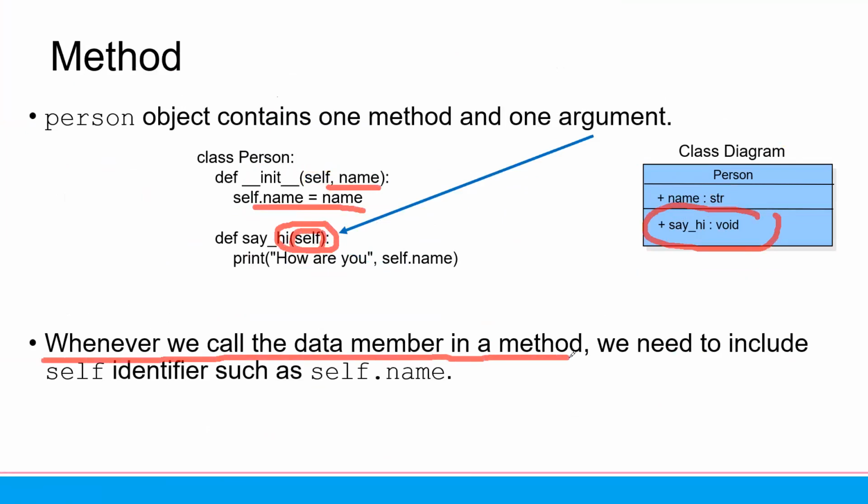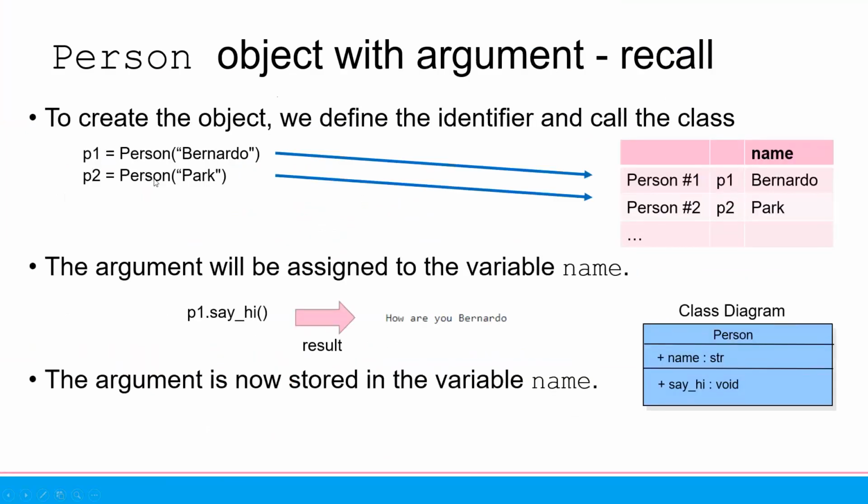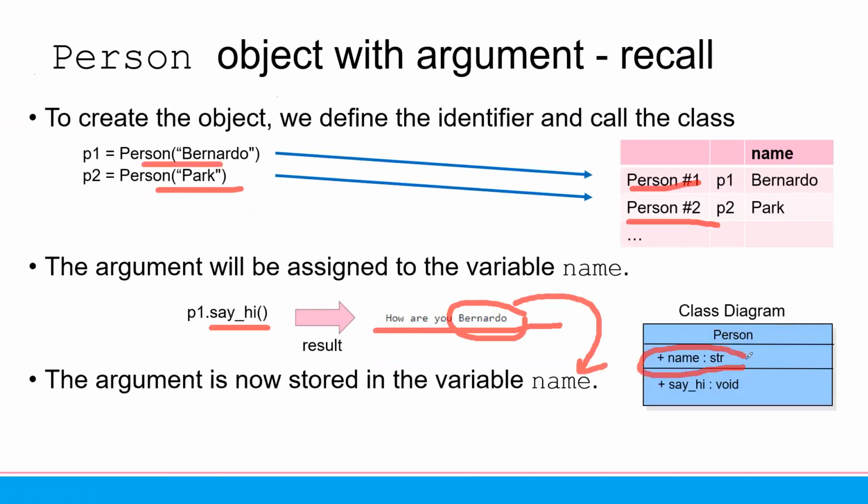Whenever we call the data member in a method, we need to include the self identifier such as self.name. Okay, so just recalling this person object with argument. If we use these two, then it means we have two objects. And if we call the method, then we call the method including the variable name. And this variable will be saved into the variable name in this data member.